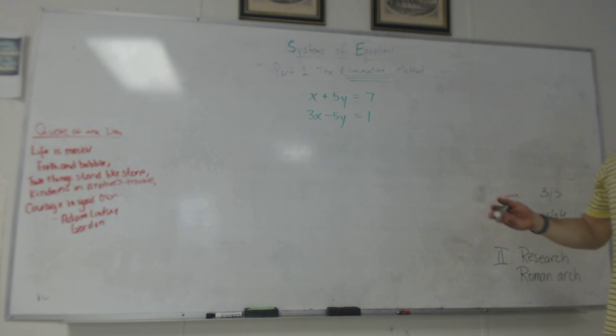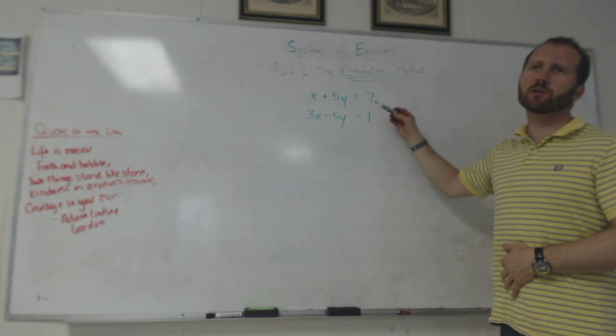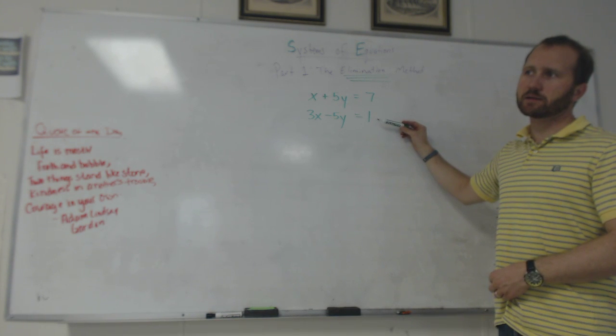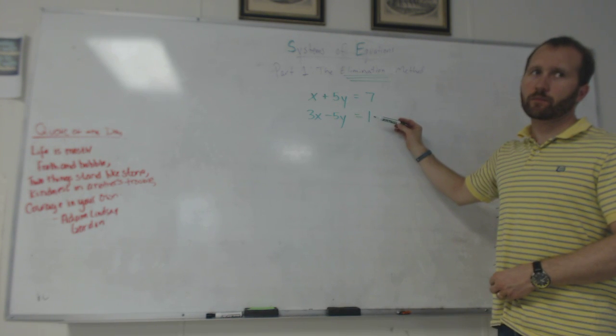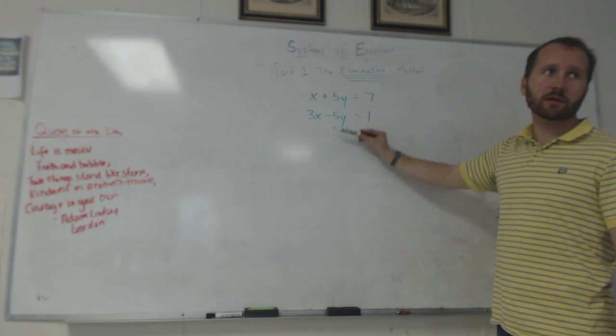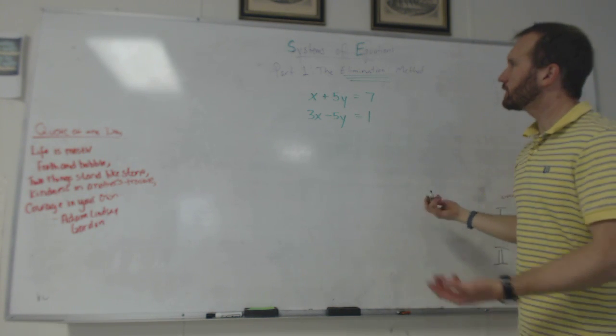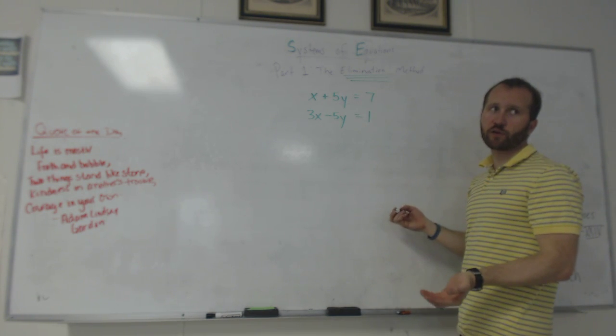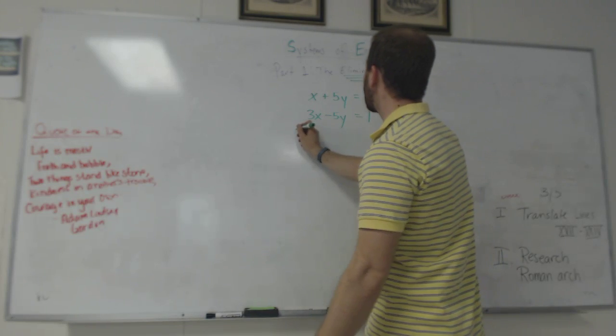Remember what I said about these? They're always going to be set up. So what do you notice here? What is going to drop out when we add these together? The 5y. Yeah, the 5y and the negative 5y, those are going to eliminate. This is why we call this the elimination method. So all we're doing today is just adding these two equations together. That's your first step. It's always going to be your first step.